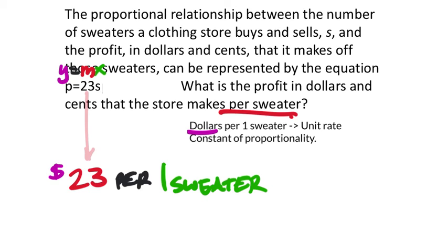Now, just to go back to the independent-dependent thing, hopefully this makes sense. The cost that you're going to be charged will depend on how many sweaters you get. So that helps us to understand why the dollars here depend on the number of sweaters, because the more sweaters you buy, the more it will cost. The less sweaters you buy, the less it will cost. And that's what we end up with right there, okay?